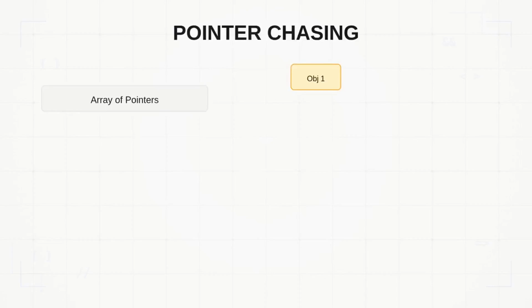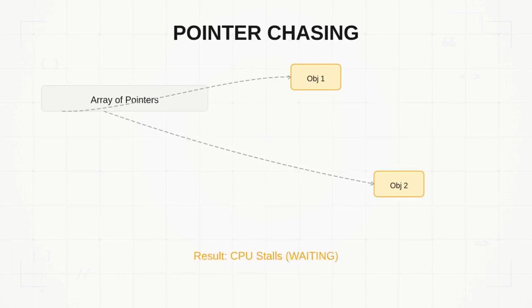In a typical OOP language like Java, Python, or even C++ with classes, a list of objects is actually a list of pointers to memory addresses elsewhere. To process a single person object, the CPU first fetches the pointer from the array, then has to jump to a completely different memory location to find the actual data. This jump is a gamble. Because the destination is random, there's a high probability it's not in the cache. This is a cache miss. If you're iterating over 10,000 objects and every single one requires a random jump, your CPU is spending 95% of its time doing absolutely nothing but waiting for the memory controller.